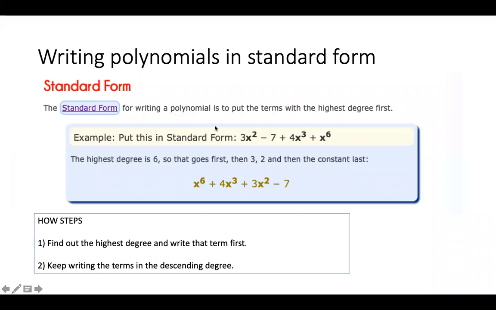Hi students. So we are learning about polynomials, right? And today this async video will teach you about standard form, index form and coefficient form.